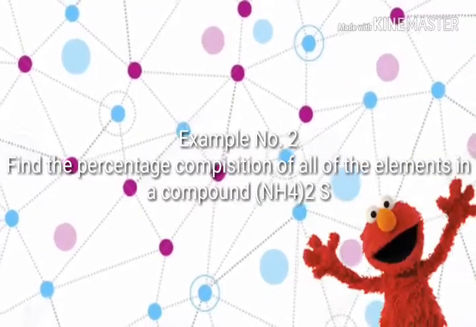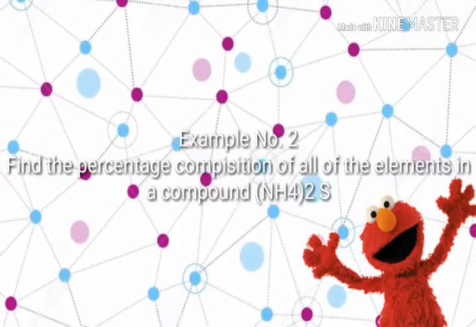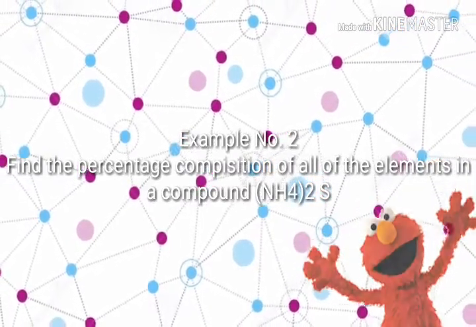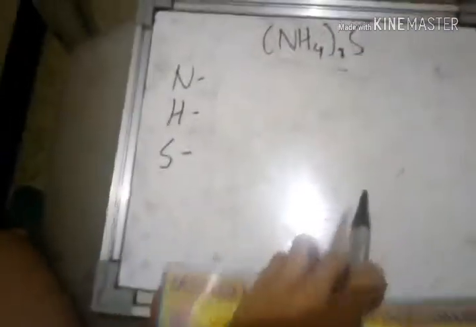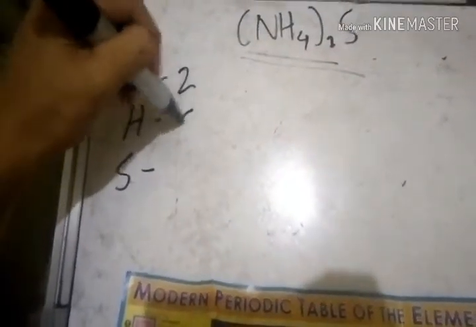Find the percentage composition of all the elements of the compound (NH4)2S. In this problem, we have a compound (NH4)2S. We have nitrogen, hydrogen, and sulfur. So we need to determine all of the formula mass of these elements. In nitrogen, since we have an open parenthesis here, and we have 2 on the outside of that, we need to multiply or distribute it to that element. So 2 multiplied by 1 is equal to 2, and 2 multiplied by 4 is equal to 8.